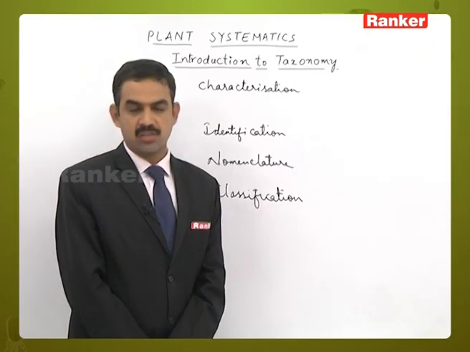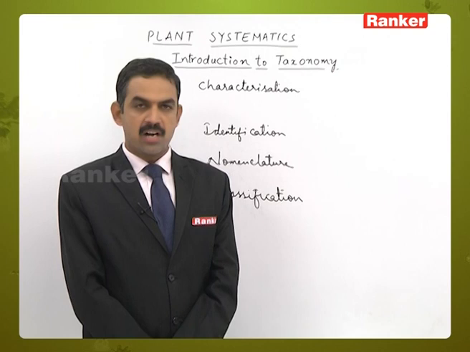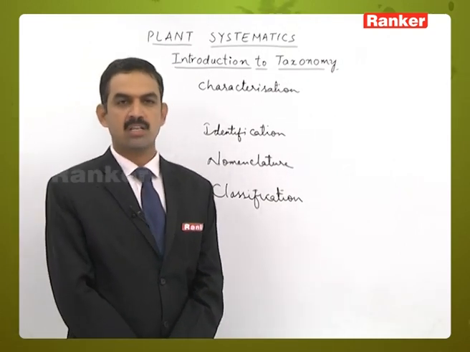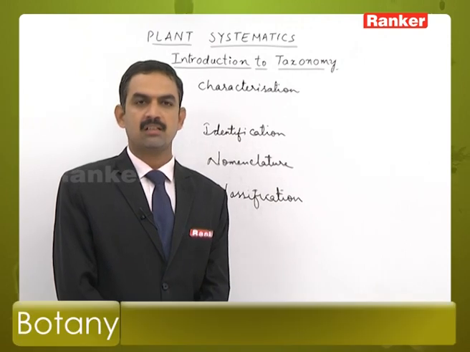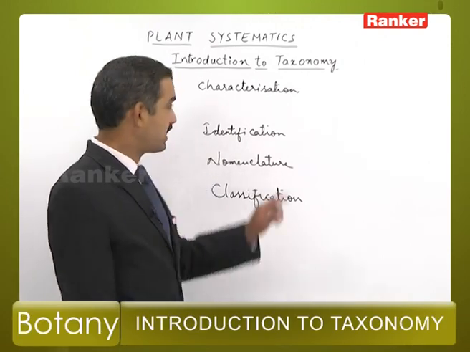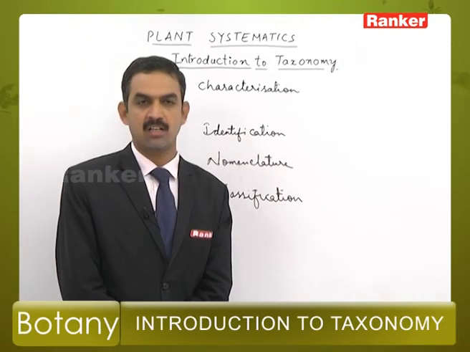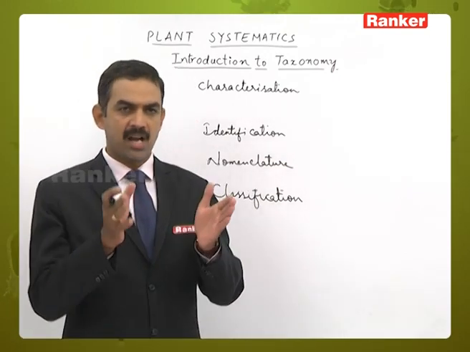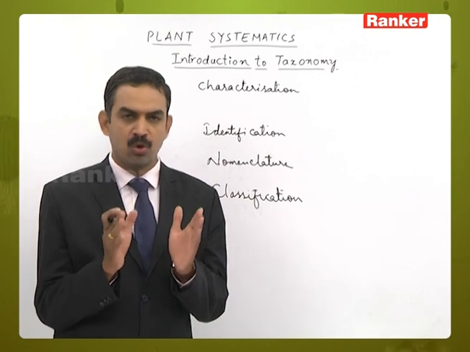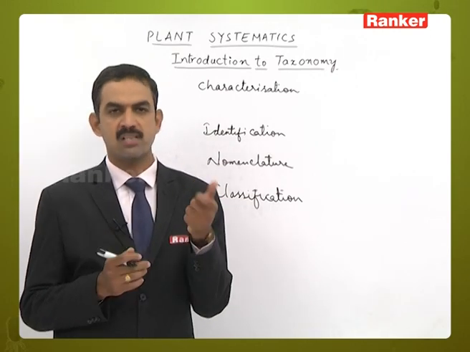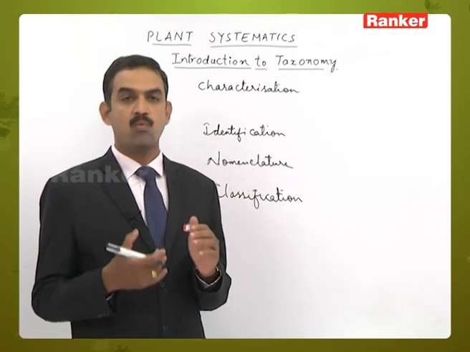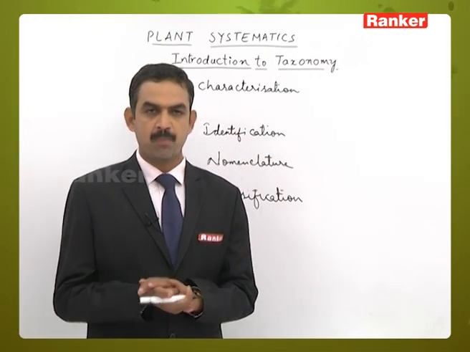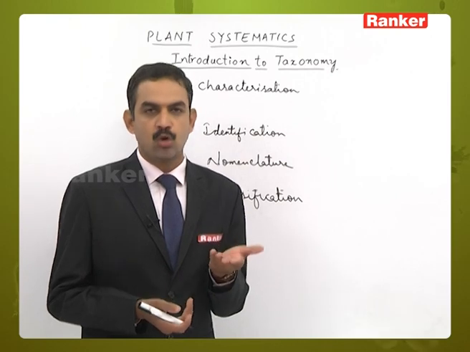First one, characterization. In order to identify a plant, we should have at least a little knowledge about the terms related to the characters of the plants. So that is what we call characterization. For example, if you observe a flower, you should know that it contains parts like sepals and petals, what the arrangement of petals is, how many petals there are, what the color of the petal is, what the size of the petal is, and the corolla also.